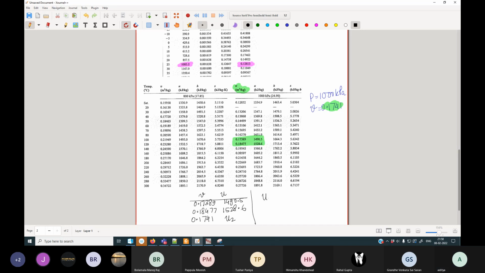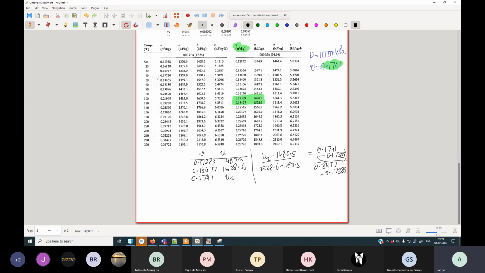So we can write U2 minus 1490.5 is equal to 0.1741 minus 0.17389, divided by 0.18477 minus 0.17389, multiplied by 1528.6 minus 1490.5. So this gives us what?